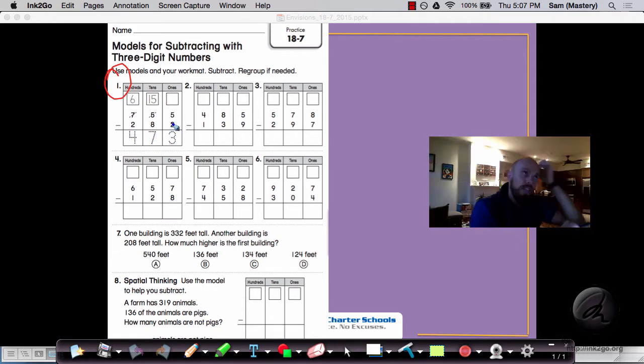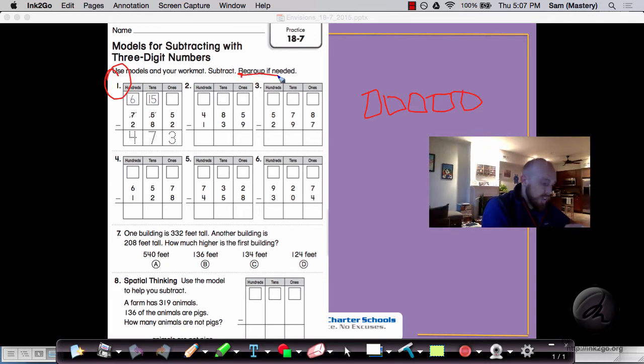Well, I'm thinking if I have 5 of something, 1, 2, 3, 4, 5. Can I take 2 away from that? That's kind of a good way to ask yourself if you need to regroup. Because it says, subtract, regroup if needed. And that's a very important thing to remember. When we do subtraction, we have this funny thing that happens where sometimes we need to regroup.